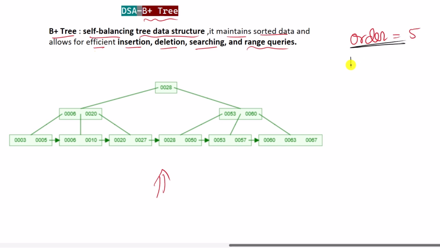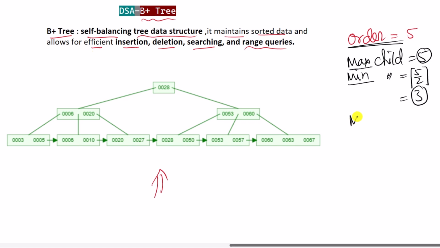That means the maximum number of children each node can have is 5. The minimum number of children that each node can have is 5 divided by 2, and the ceiling of that number, so that means this will be 3. So each node can have a maximum of 5 children and a minimum of 3 children.